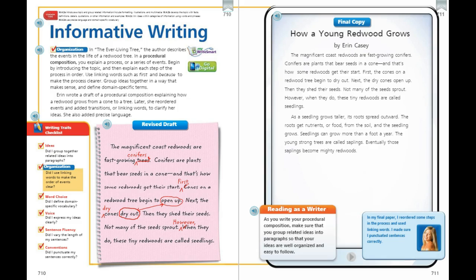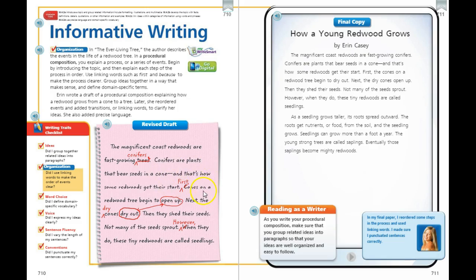Okay? As she revised her draft, she reordered events and added transitions to clarify her ideas. And she also added some precise language. So let's take a look at how she changed and revised her draft. The magnificent coast redwoods are fast-growing conifers. Okay, instead of trees, she's adding some domain-specific language there. Conifers are plants that bear seeds in a cone, and that's how some redwoods get their start.